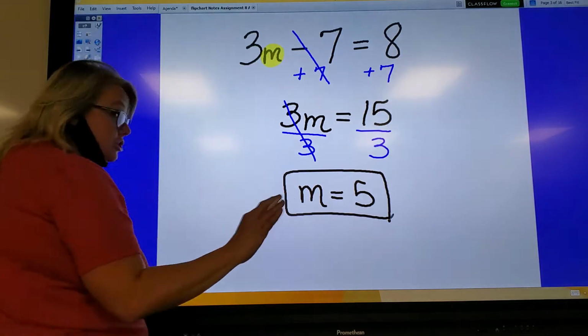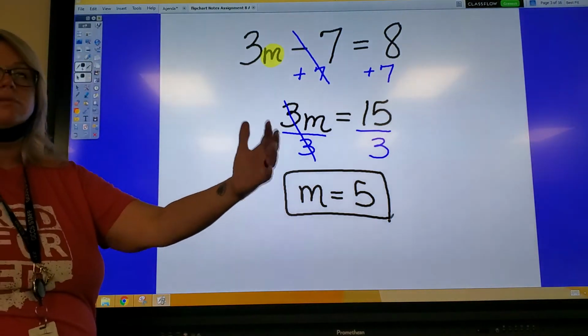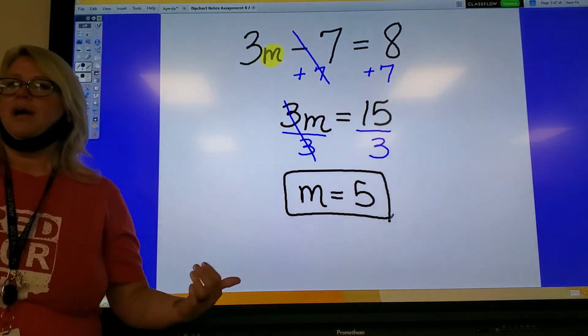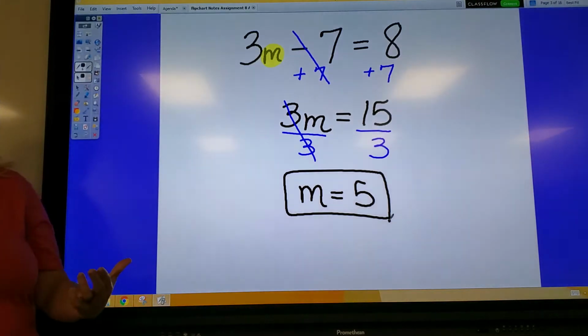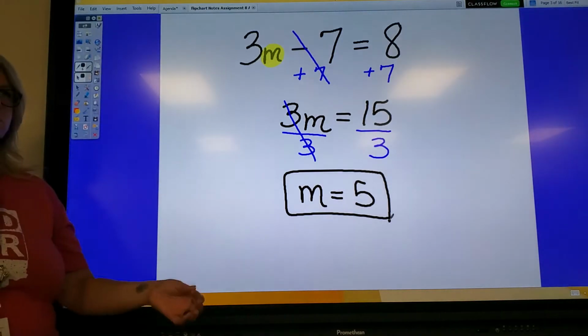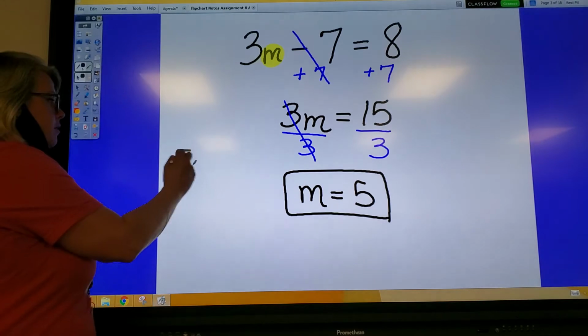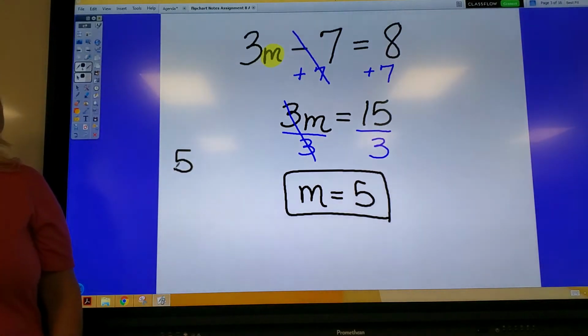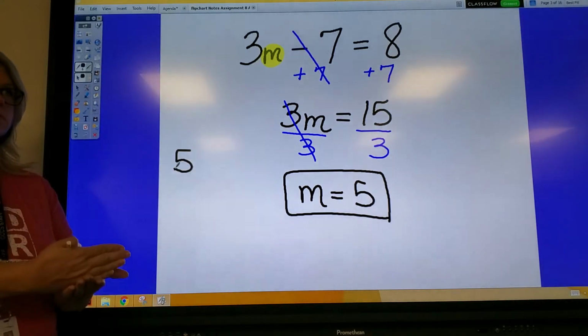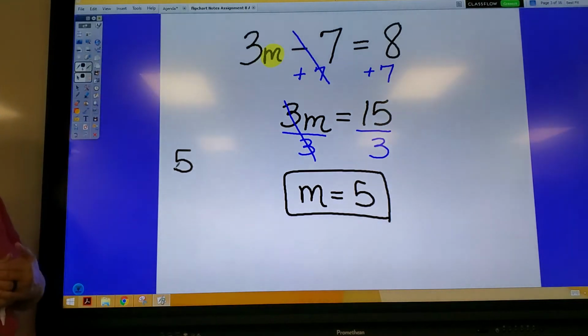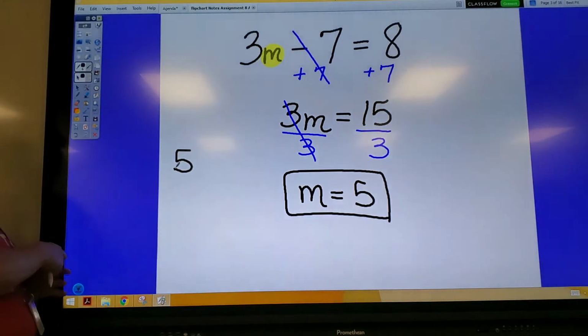Now, usually I want the whole answer, m equals 5. But this year, since we're having to do the Google form of submitting answers, when you submit your answer on the Google form, just put 5. Okay? You do not need the m equals or the variable equals, whatever the variable may be. Just the 5 on the Google form.